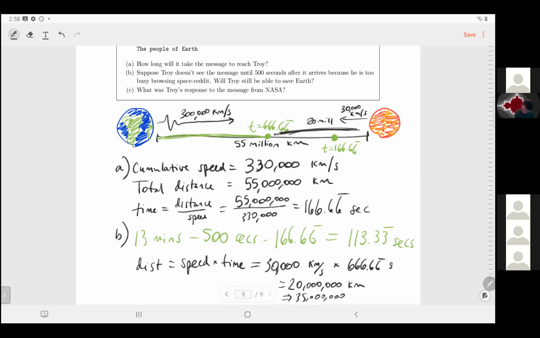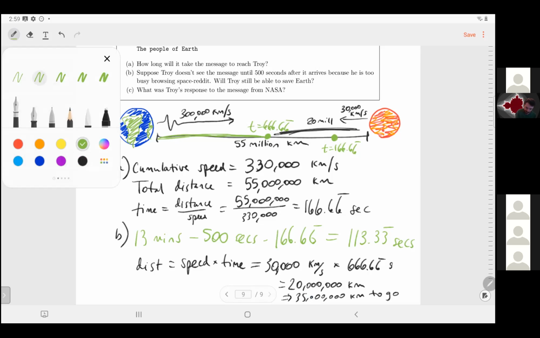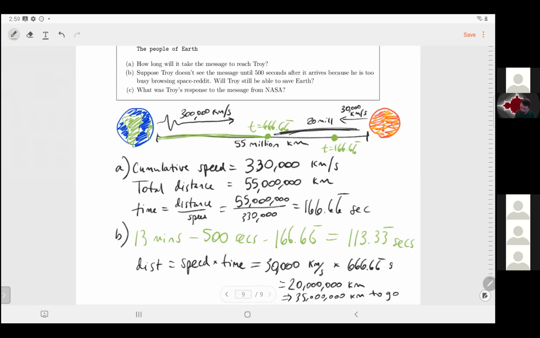Million to go. And that's going to be done at the speed of light because I'm transmitting a message. But if you go ahead and divide that by the speed of light, I'll come over here since I ran out of space: 35 million divided by 300,000 kilometers per second gives you 116.66 repeating seconds. So what's our conclusion?